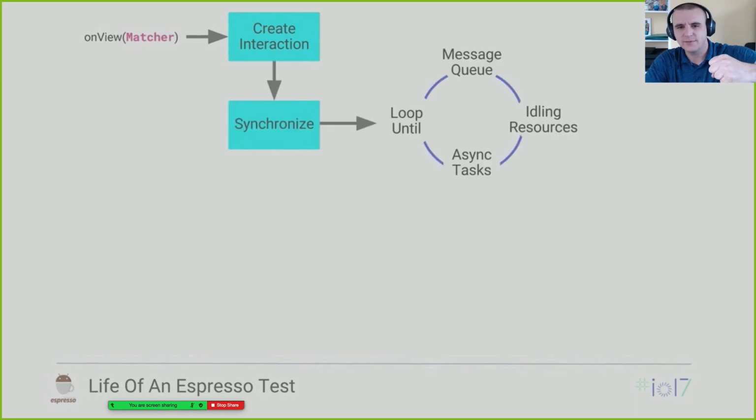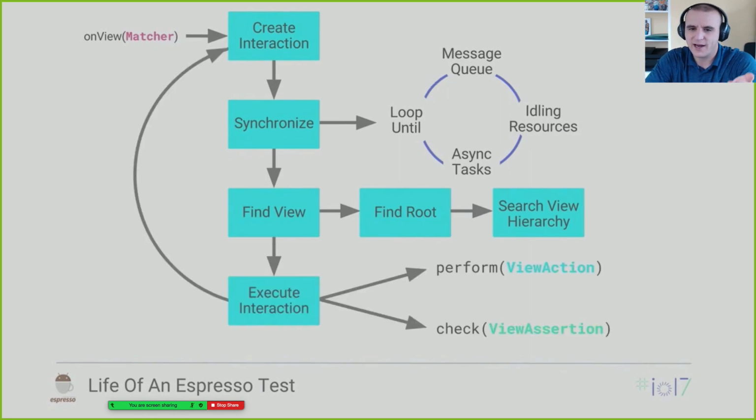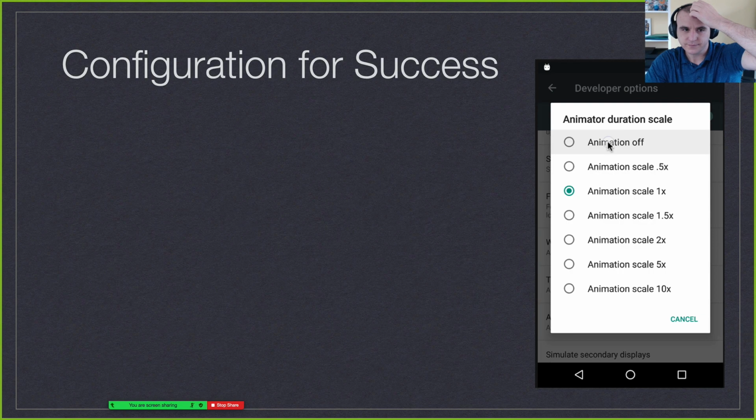Once it's synchronized, meaning that the whole Android system, all the idling resources, async tasks, everything else have stabilized, now we can actually go ahead and find the view, search the hierarchy, and execute the interaction, the perform click or the check it exists, and so forth. So the interaction itself is just that hand press matcher. We're going to wait, we're going to do our action, and be done. That just kind of gives you some insight into what's happening behind the scenes in Espresso Test.